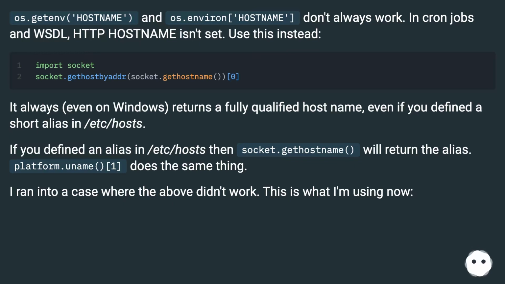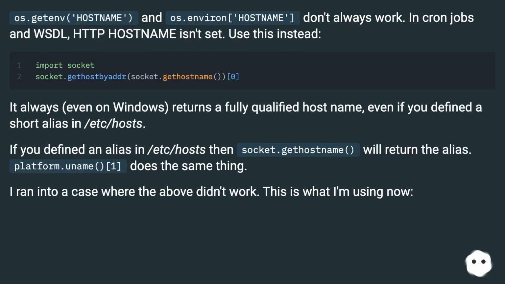It always, even on Windows, returns a fully qualified hostname, even if you defined a short alias in /etc/hosts. If you defined an alias in /etc/hosts, then socket.gethostname will return the alias. platform.uname()[1] does the same thing.